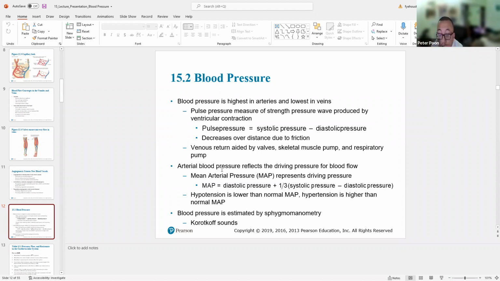Systolic pressure is when the heart contracts. Diastolic pressure is when the heart relaxes. The difference between the two is the pressure of the pulse, how hard your heart is beating, and that is pulse pressure.